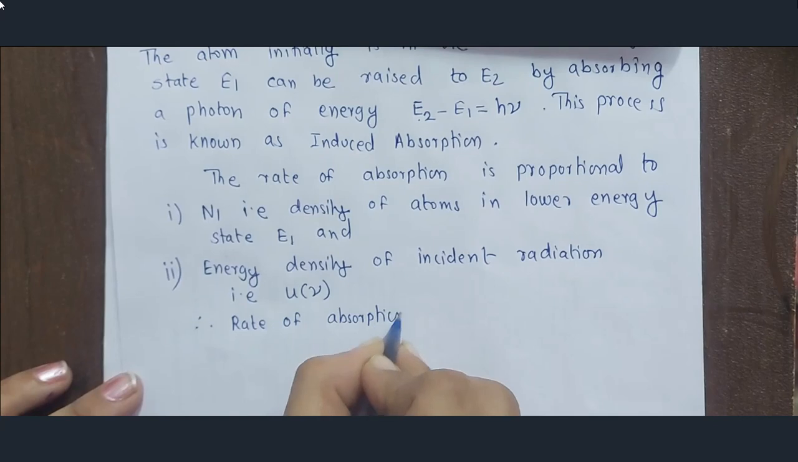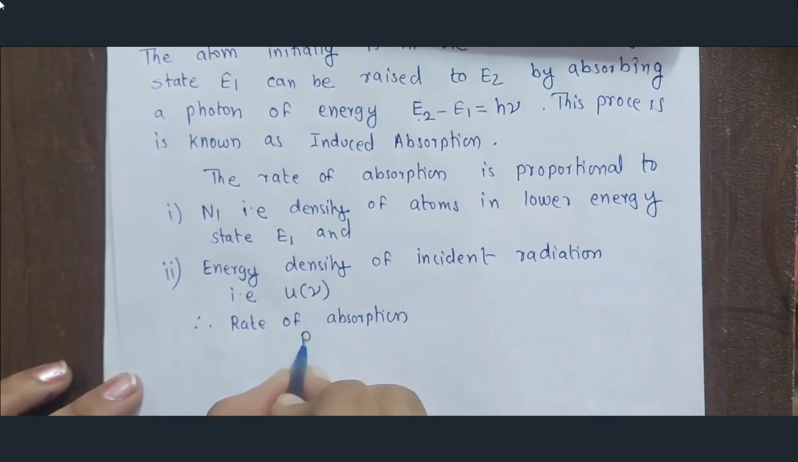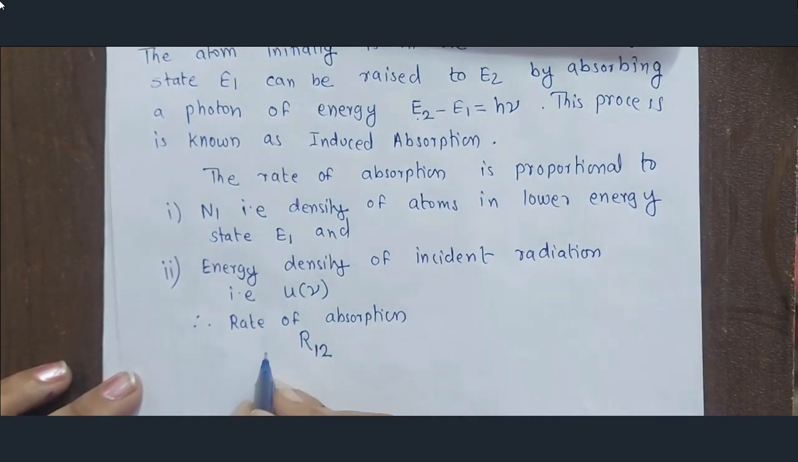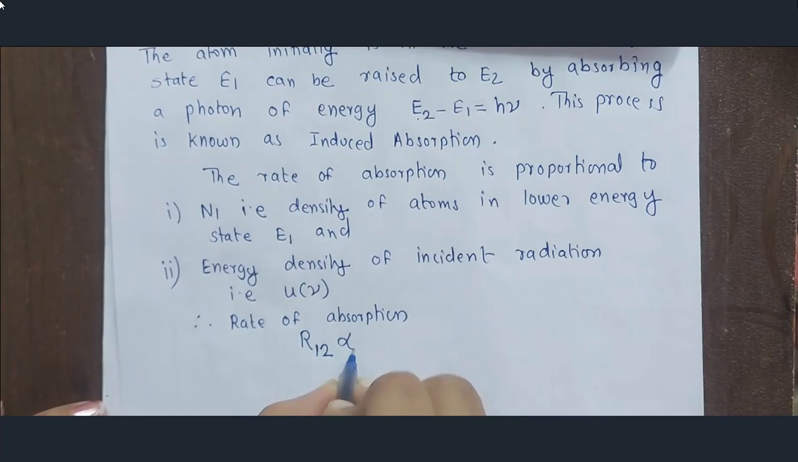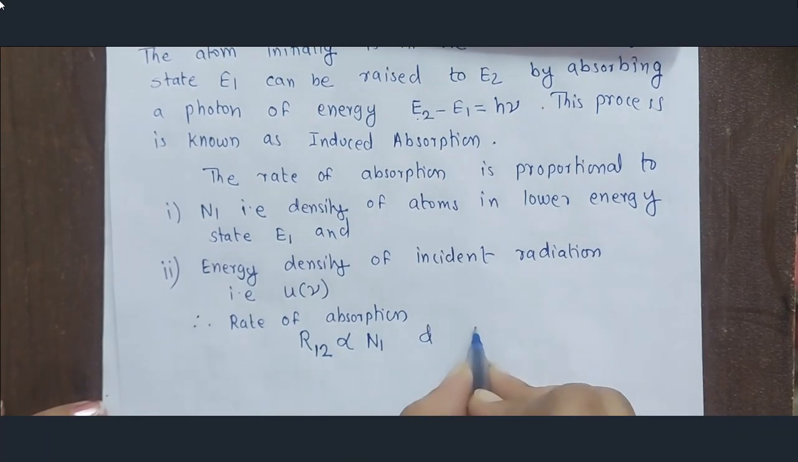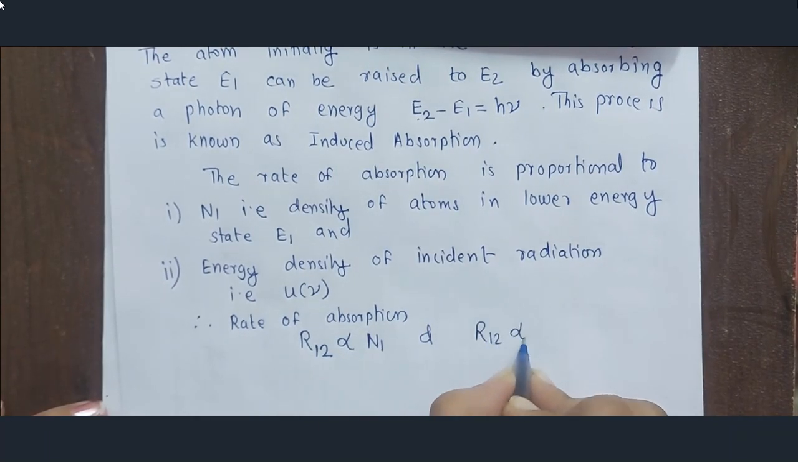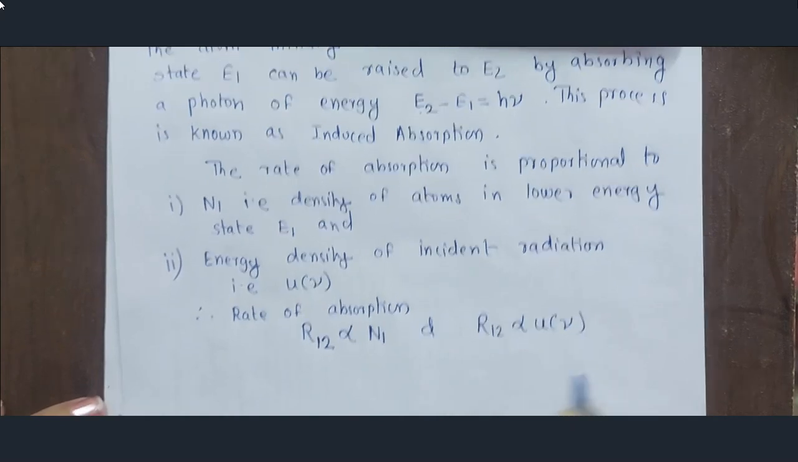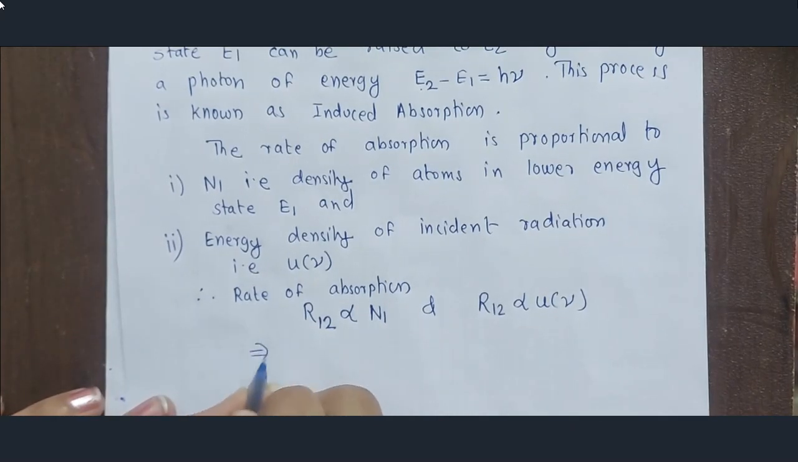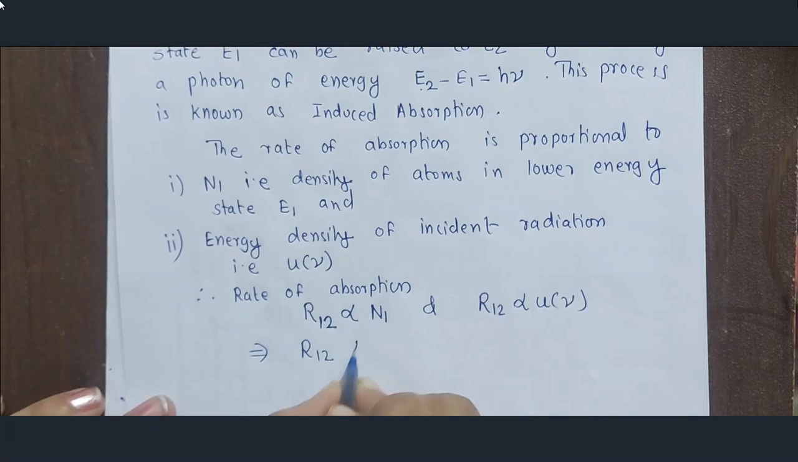Therefore, rate of absorption, अब ये रेट है, R से हम डिनोट करेंगे. अब एटम कहाँ से मूव हो रहा है, वन से मूव हो रहा है टू को. सो R12 इज डायरेक्टली प्रोपोर्शनल टू N1. एंड सिमिलरली R12 इज डायरेक्टली प्रोपोर्शनल टू u of nu, मीन्स R12 is directly proportional to N1 u of nu, दोनों मल्टीप्लाई में.